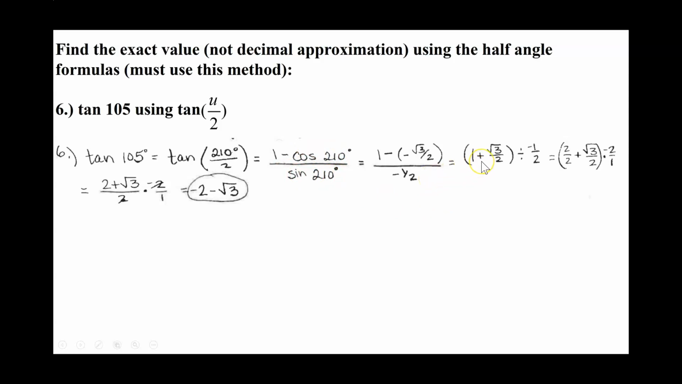1 minus a negative is going to be 1 plus, so I'm going to need a common denominator. So for 1, I'm going to rewrite that as 2 over 2, so that I could combine my 2 plus the square root of 3 all over 2. Dividing by a negative 1/2 is the same thing as multiplying by a negative 2. So that gives us our 2 plus the square root of 3 over 2 times negative 2 over 1. So the 2's would cancel, leaving me 2 plus the square root of 3 times a negative 1. So 2 times negative 1 is negative 2, and square root of 3 times negative 1 is negative square root of 3.